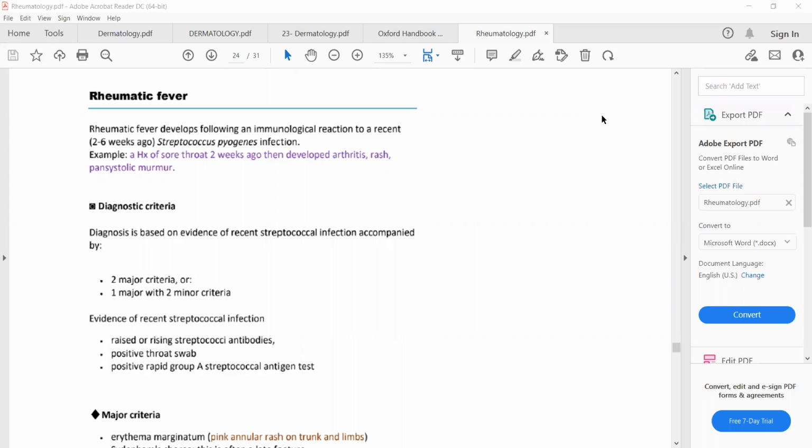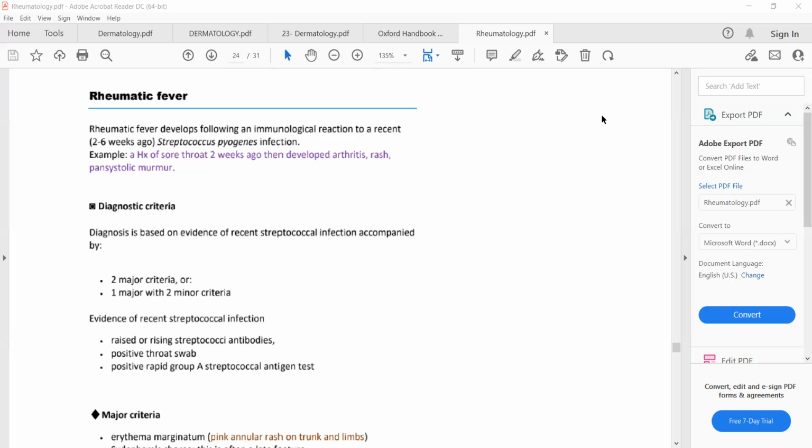Diagnosis is based on evidence of recent streptococcal infection accompanied by two major criteria or one major criteria with two minor criteria. So evidence of recent streptococcal infection along with two major criteria or one major with two minor criteria. So what is the evidence of recent streptococcal infection?